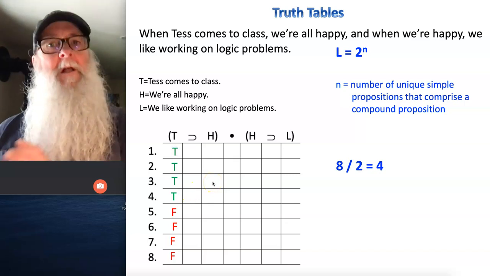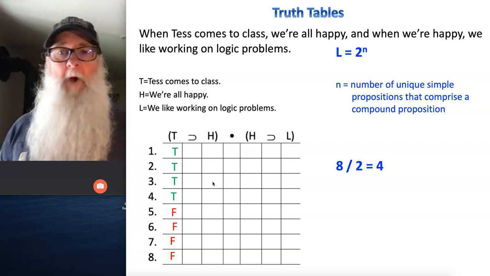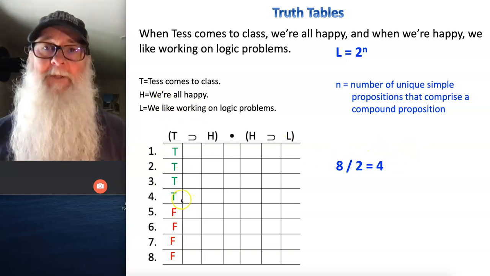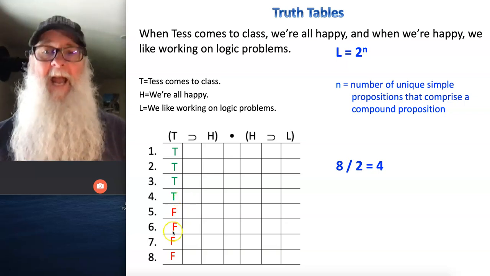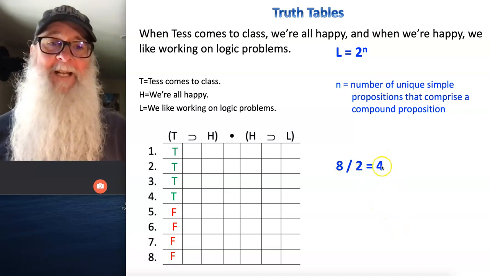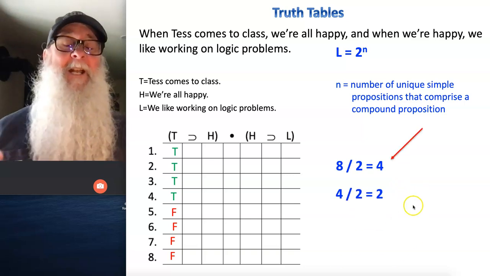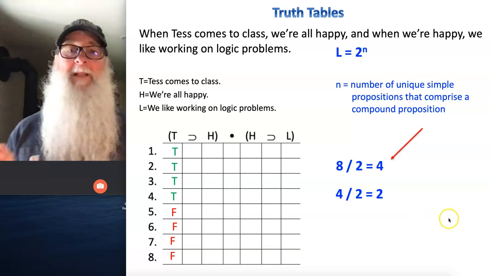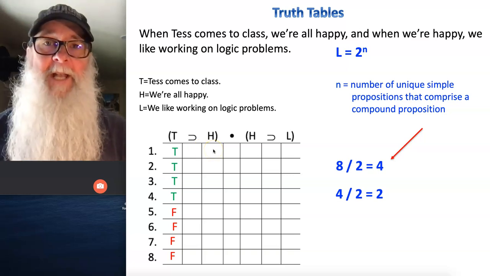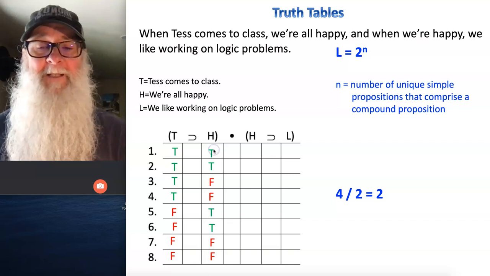So I'm always going to start on the furthest left-hand side of what's called a truth table. I'm always going to start with the column underneath the first letter here, and I'm going to draw half of the lines with T's, which stands for true, and half of the lines with F's, which stands for false. Then what am I going to do? Well, I'm going to come back and look at the number I got the second time I used L equals 2 to the n, and I'm going to divide it by 2. And that's telling me to move from the first column you filled in true-false values for to the next simple proposition and draw 2 T's, followed by 2 F's, followed by 2 T's, followed by 2 F's.